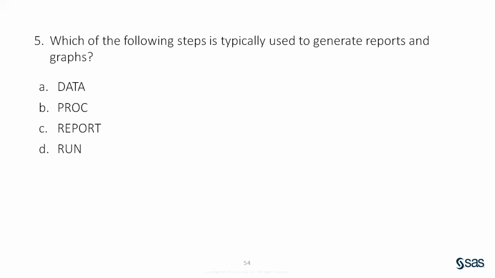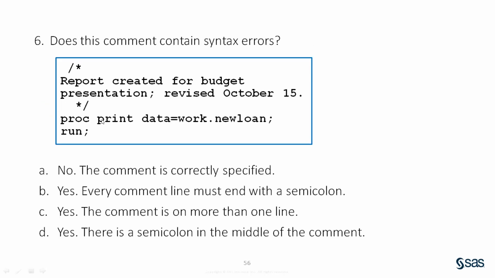Which of the following steps is typically used to generate reports and graphs? I said proc is the step which is used to generate reports and graphs. Right, so we have procs. This is a type of report which will be created. Run is to end your step, whereas data is to create a table. Hence proc.